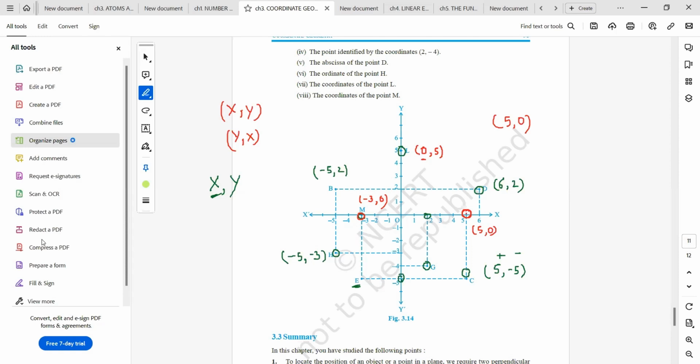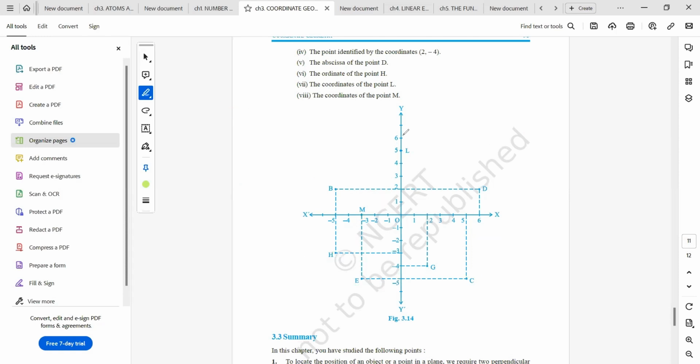Can you tell me the coordinates for this point? Coordinates of N. The coordinates for point N are 0, 6. Yes, 0 and 6, and it is in the first quadrant. So that is how you can define. But just remember that first you need to write down the x coordinate and then the y coordinate.